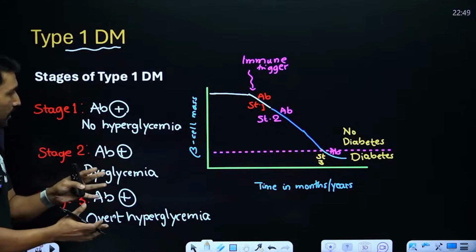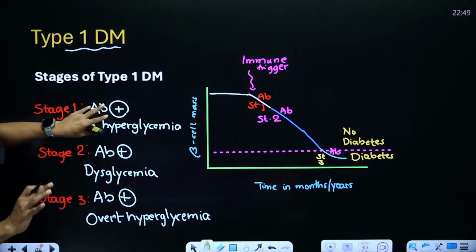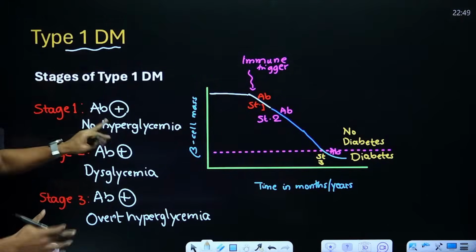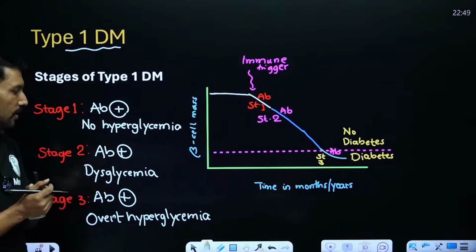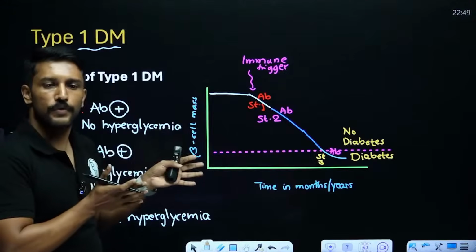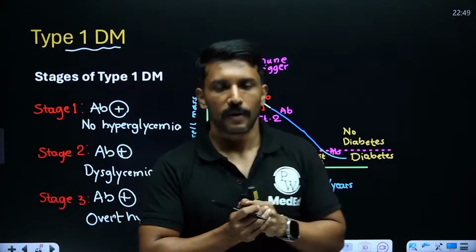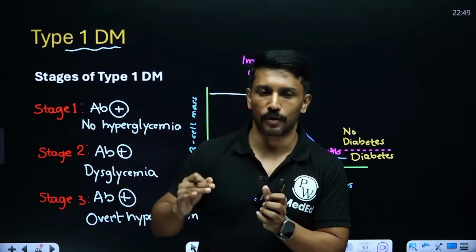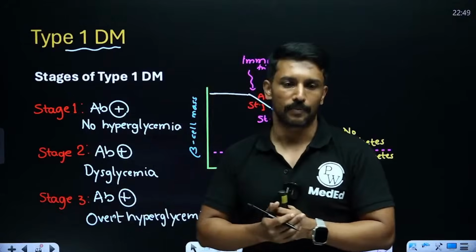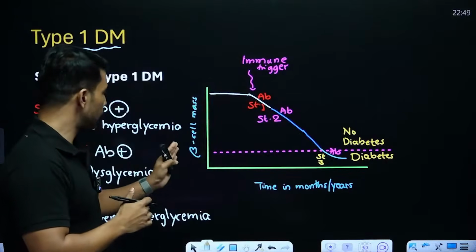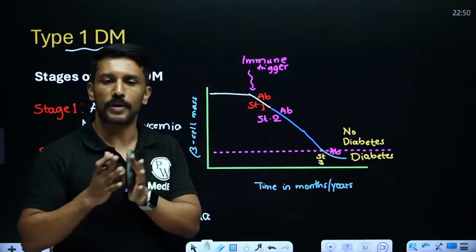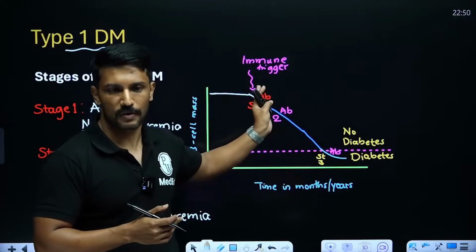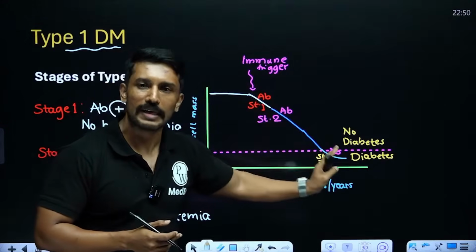So 2-3 MCQs have been asked. Which of the following is not seen in stage 1 type 1 diabetes mellitus? In stage 1, overt hyperglycemia is not seen, right? And then they have also asked in which stage of type 1 diabetes mellitus overt hyperglycemia is seen or patient can satisfy the criteria for diagnosis of diabetes. It is stage 3. Now, how rapidly one can progress from the stage 1 to stage 3 varies from individual to individuals. For some, it may be just weeks after the immune trigger. For some, it may be months. For some, it may be years.